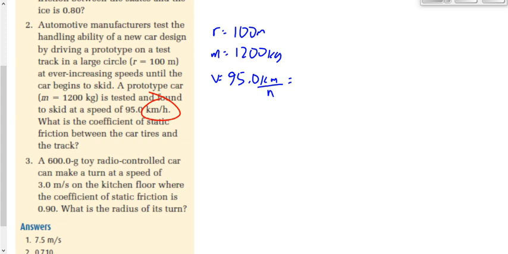I want to say it's something like 26 or something like that. I don't know exactly. What is the exact number? Ben, you have that? 26.38, thank you. And we want to find the coefficient of friction here.